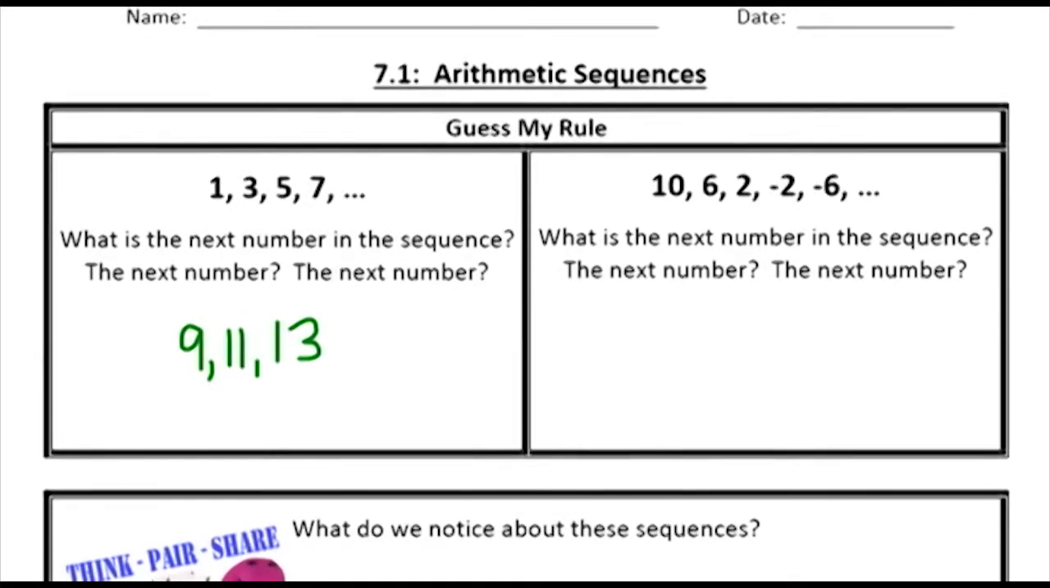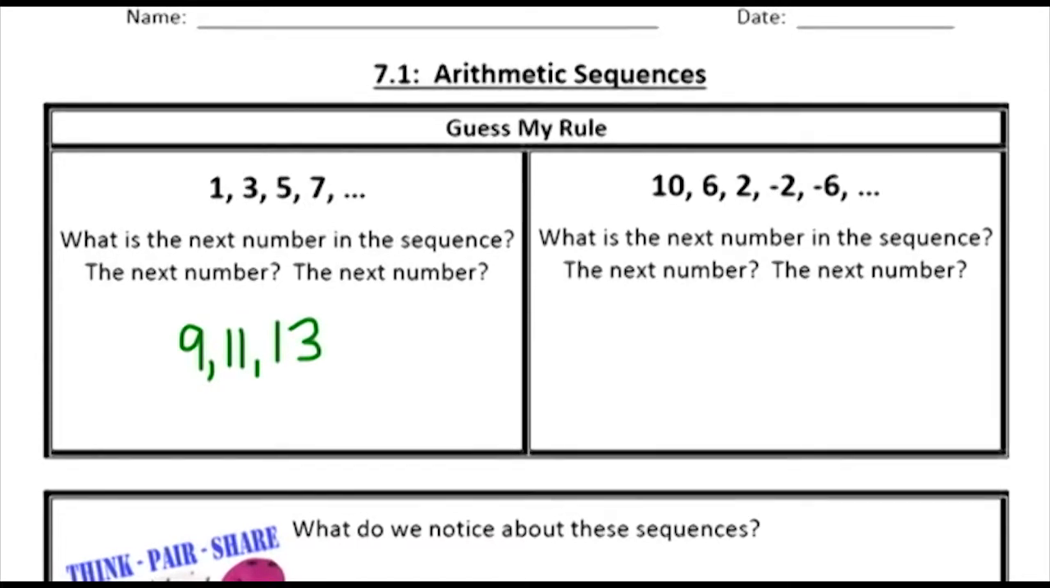We see negatives and we go into panic mode. We are going down. To go from 10 to 6, we went down by 4. From 6 to 2, down by 4. From 2 to -2. Now again, think number line. To go from 2 to 0 is 2 steps. To go from 0 to -2 is 2 more. That's 4 steps. So we're really going down by 4.